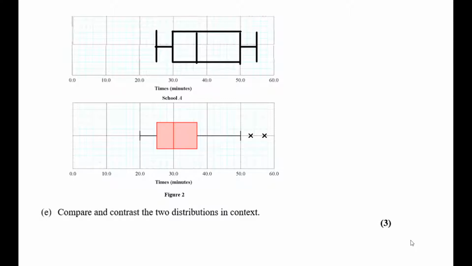Let's bring back in school A. It's a 3-mark question, so I think we must make at least 3 points. The first one, let's talk about the median. School B has the larger median. What does that actually mean in context? It means in school B, the median time to finish the race was higher. They took longer. The median time to finish the race was a higher value.